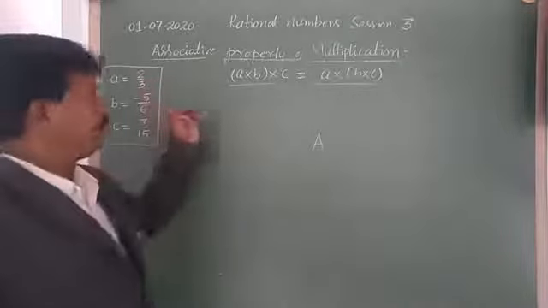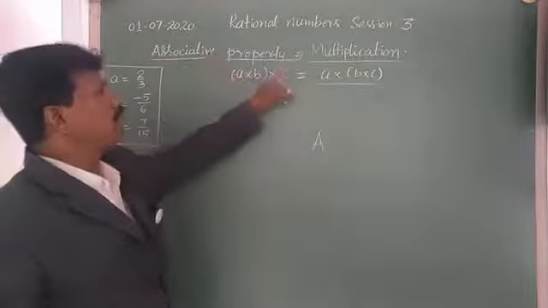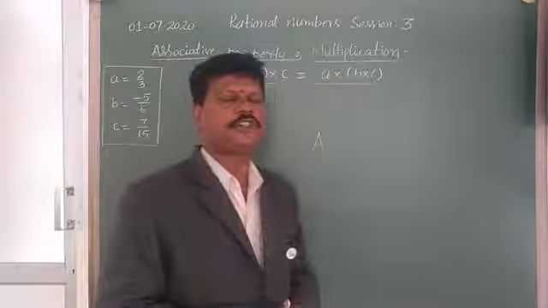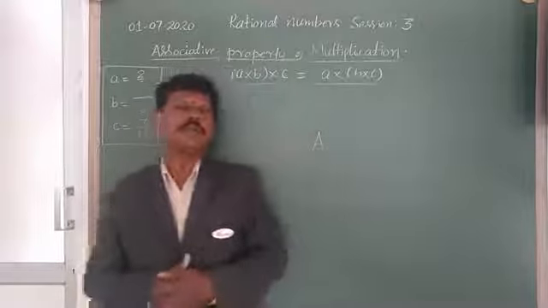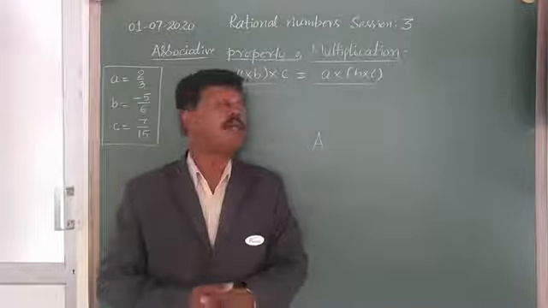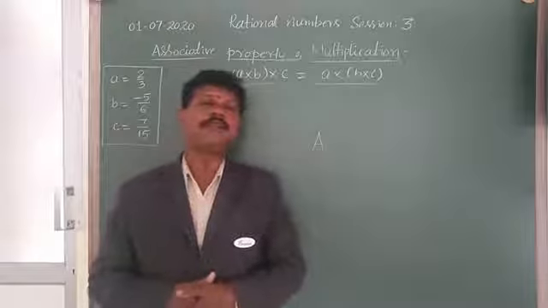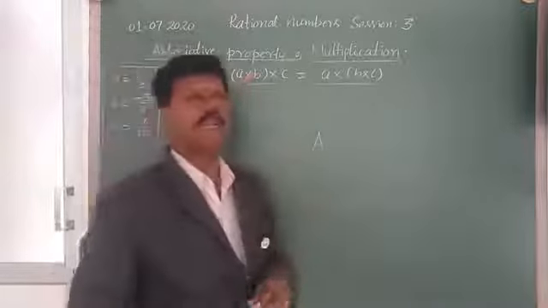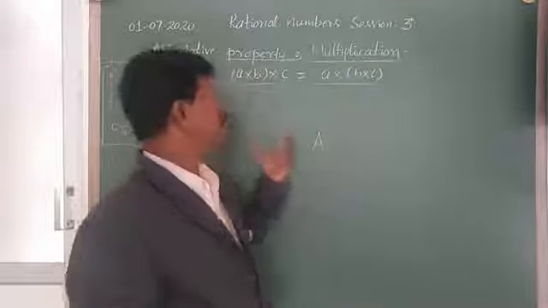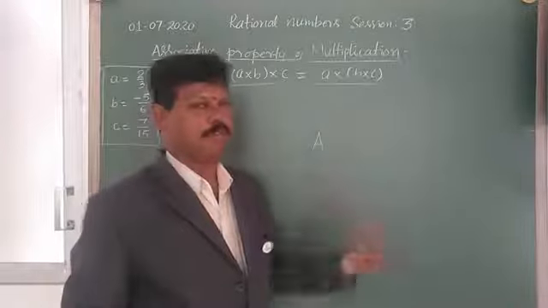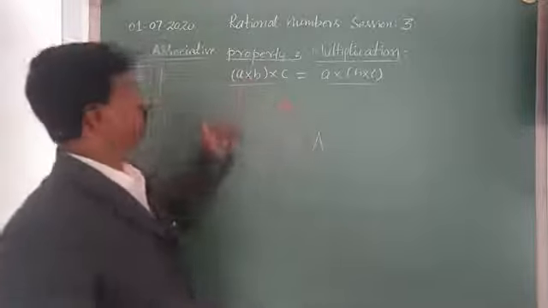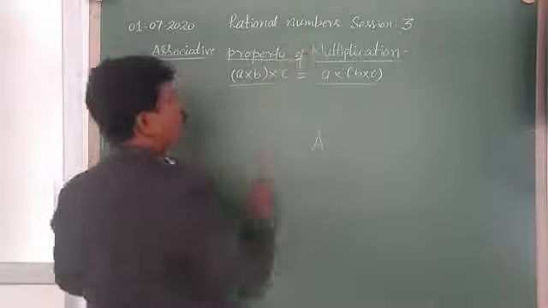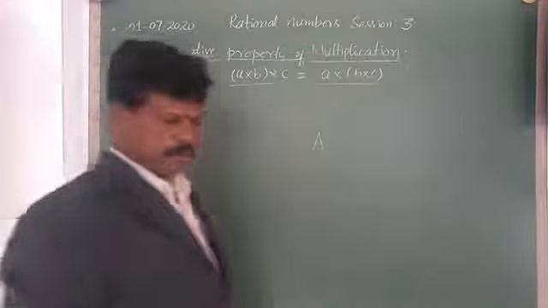Now, I am taking the associative property of multiplication. In the previous sessions, we checked the commutative property of multiplication. Now, this is the associative property of multiplication. Whether this property holds good for any rational numbers.